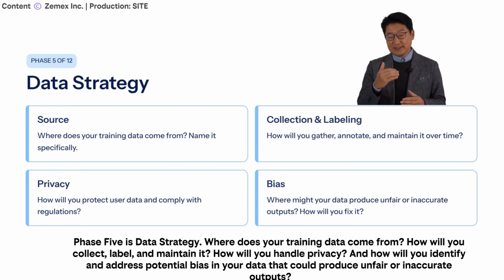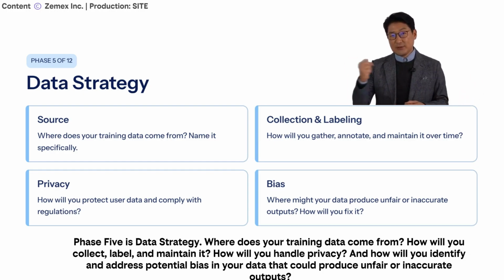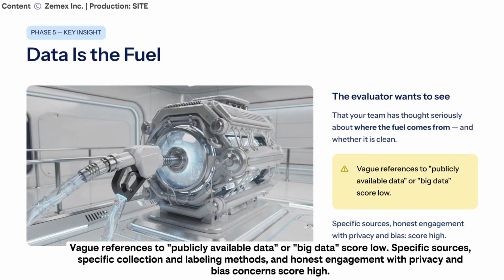Phase 5 is data strategy. Where does your training data come from? How will you collect, label, and maintain it? How will you handle privacy? And how will you identify and address potential bias in your data that could produce unfair or inaccurate outputs? Vague references to publicly available data or big data score low. Specific sources, specific collection and labeling methods, and honest engagement with privacy and bias concerns score high.